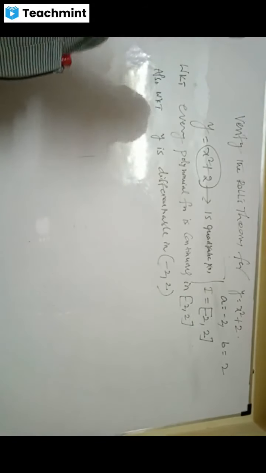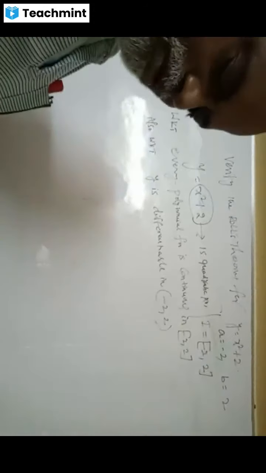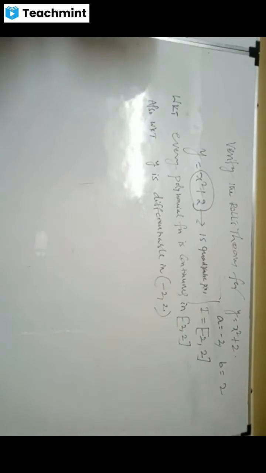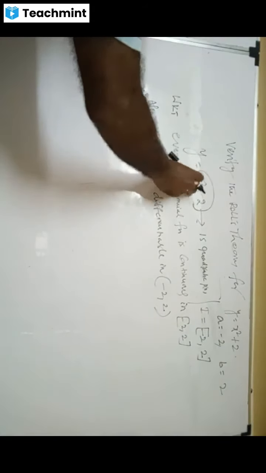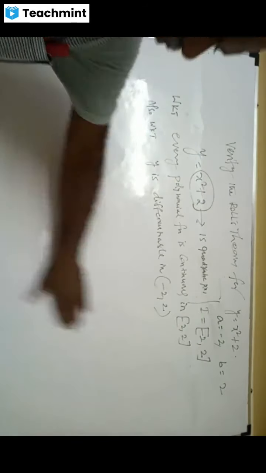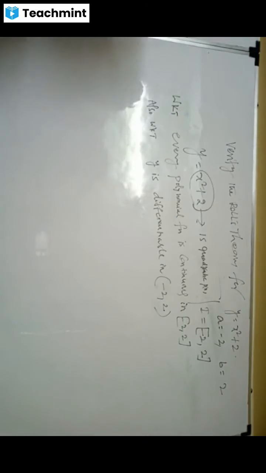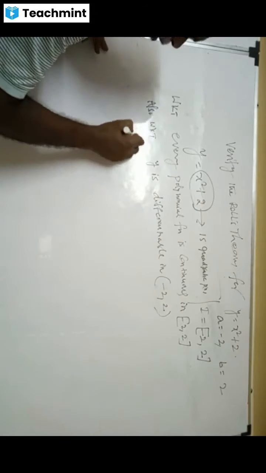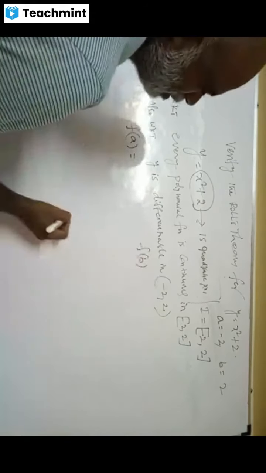A function is always given as a defined function. That means for every x there is a corresponding y. That is called a function. For every x there is a unique y. Next, the third point: find f of a and f of b.